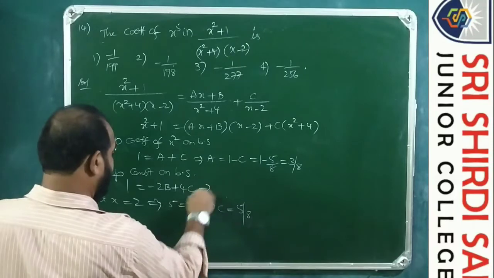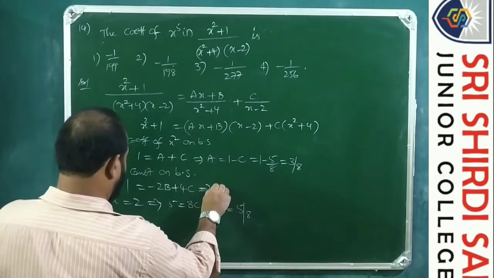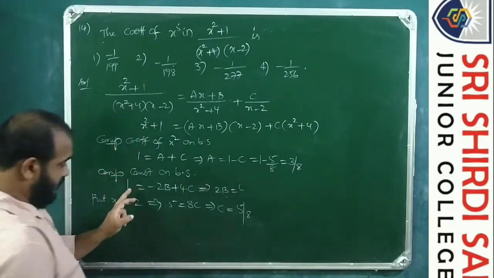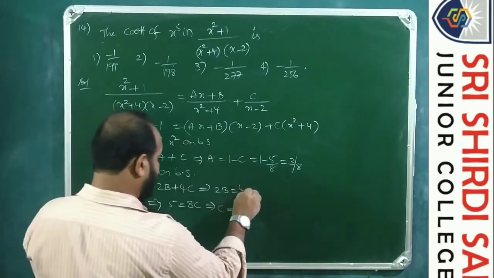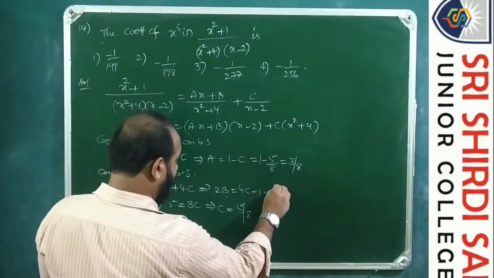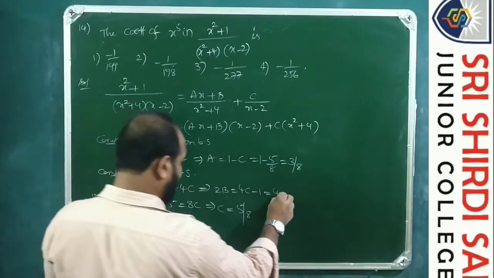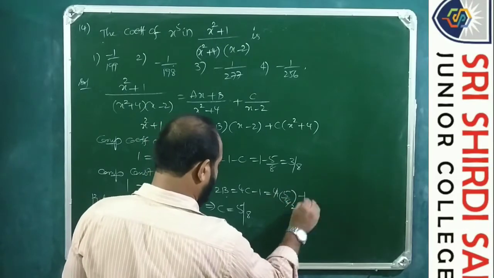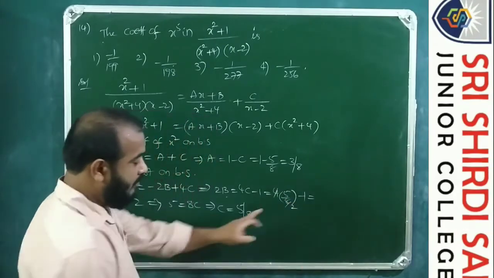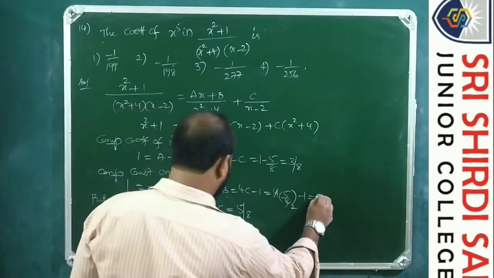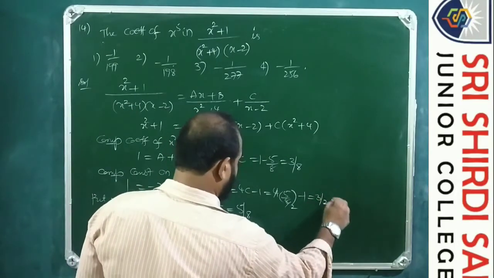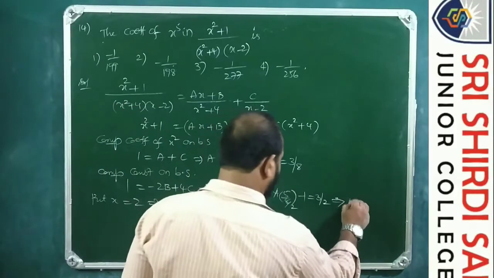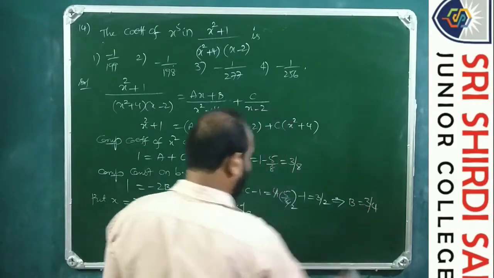So from this 2b is equals to 4c minus 1. So 4 into c is 5 by 8, minus 1. So this is 5 minus 2 by 2, so 3 by 2. So therefore 2b is equals to 3 by 2, b is equals to 3 by 4.